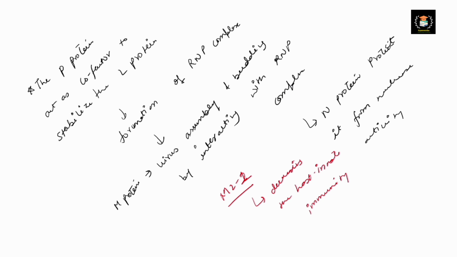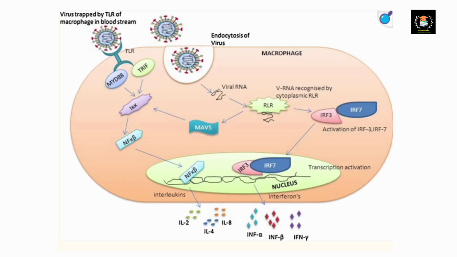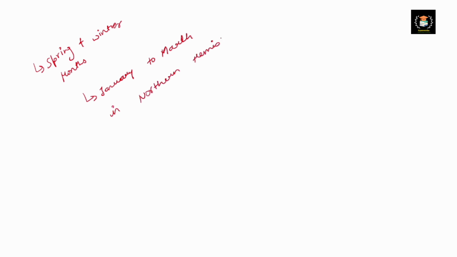So now one question arises: when do we mostly see the symptoms of this infection? Mostly we can see it in spring and winter months. January to March in the northern hemisphere, while June to July in the southern hemisphere.